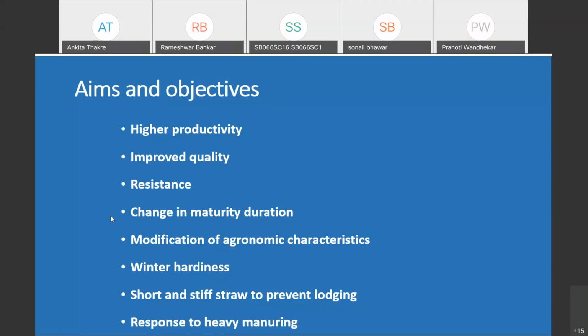Remember that the main objective of any plant breeding program is to develop a new crop variety which is superior or far better than the existing one. But there are also certain objectives which differ from crop to crop.